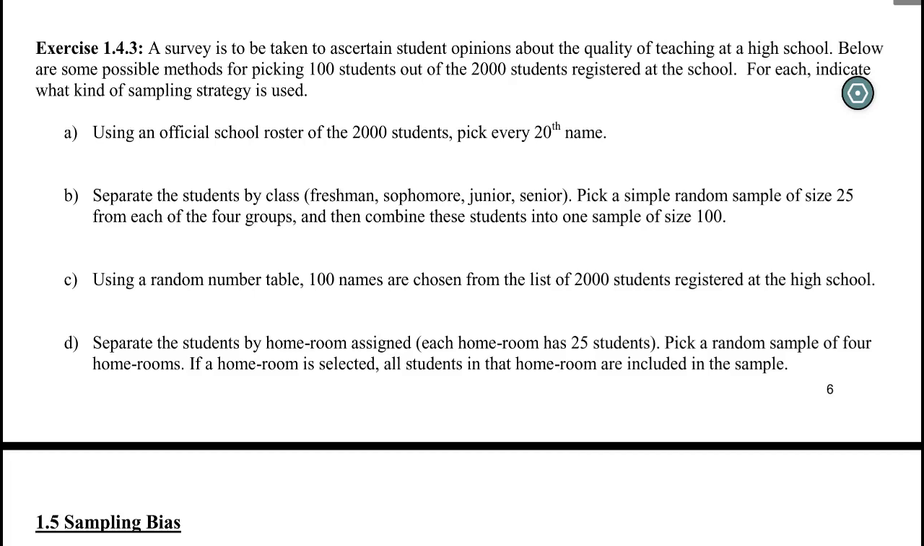So in this particular situation, we have the first one. A survey is being taken to ascertain student opinions. We're picking 100 students out of 2,000. And for each, let's figure out what type of sampling is being used. So as always, pause this. You have the sampling methods listed above, so you can just look up and determine which method.